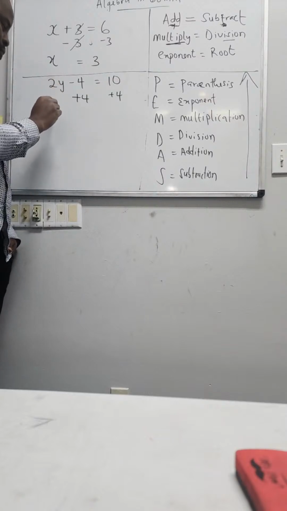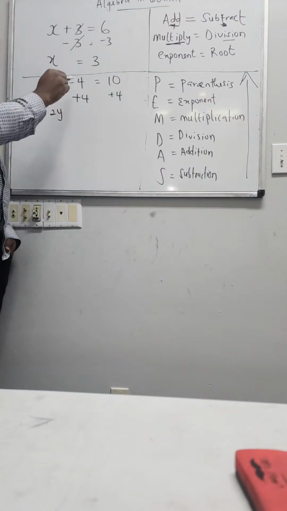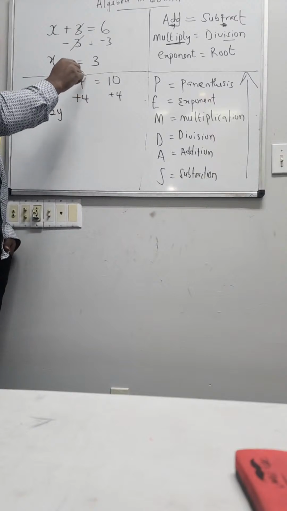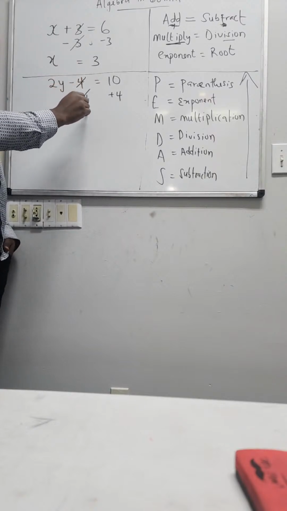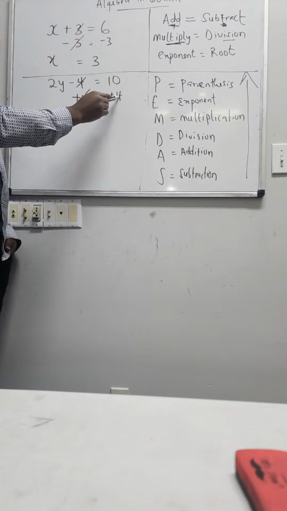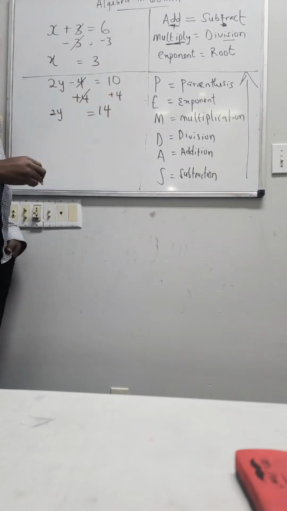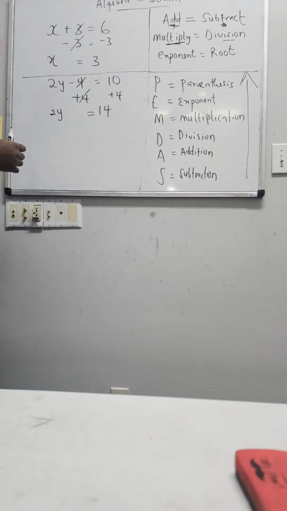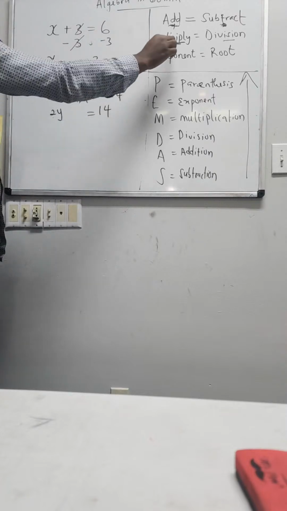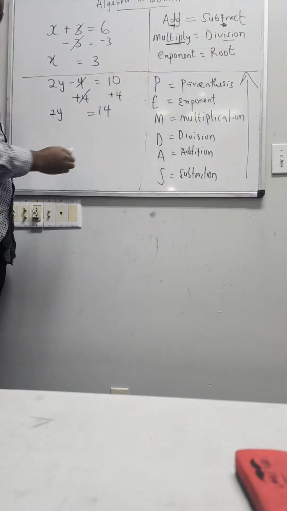Here we have 2y minus 4 plus 4 cancelled out, equals 10 plus 4 gives 14. So this gives 14. Now, if you have something like this, this is multiplication. And if you have multiplication, then you're going to divide.